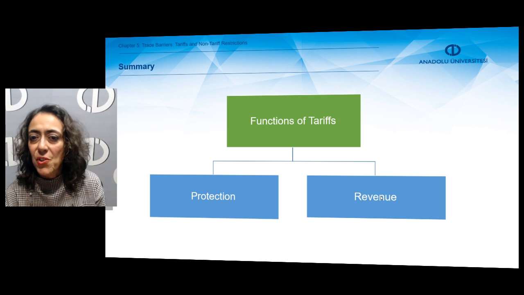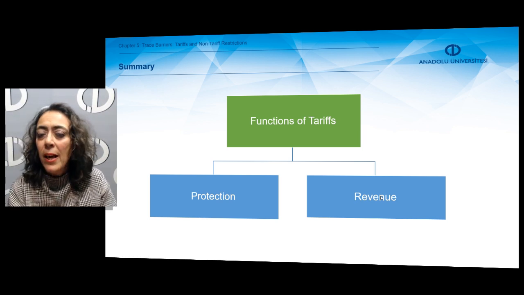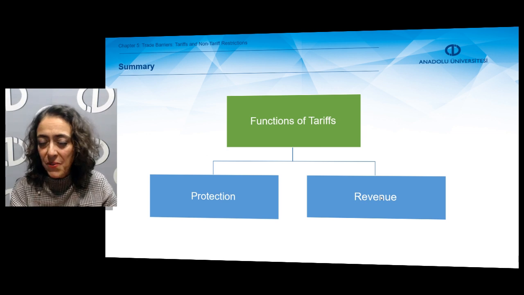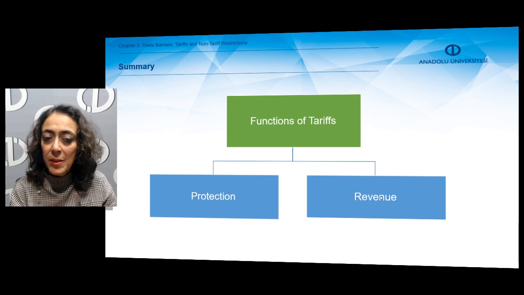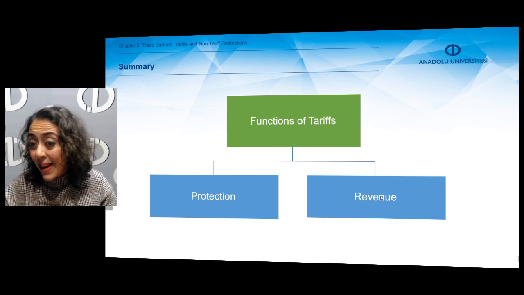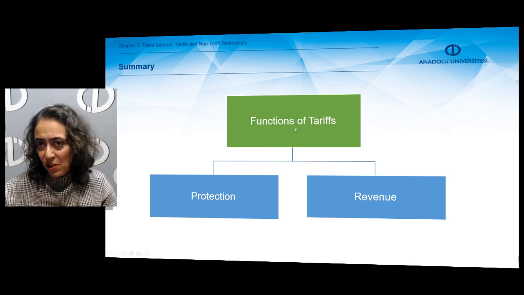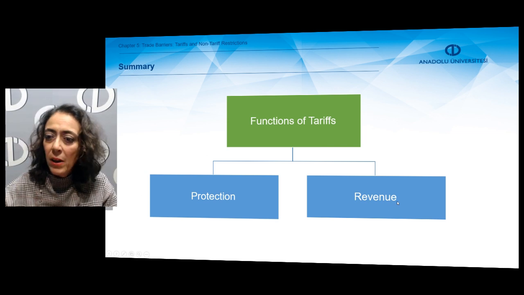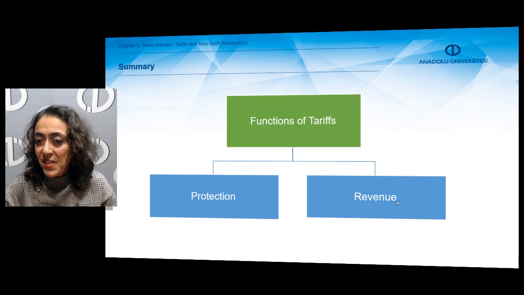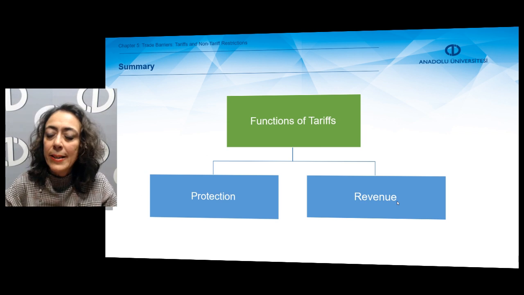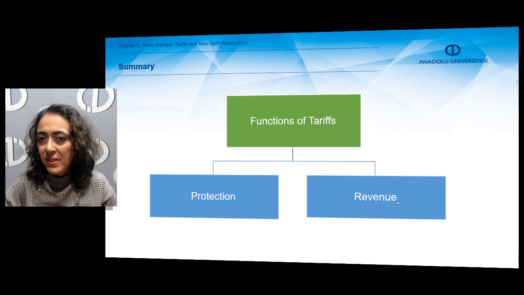Let me give you the functions of tariffs. As you see, there are two main functions of the tariffs. The first function is protection, meaning the protection of the domestic producers. And on the other hand, the other function of the tariff is revenue. When a tariff is imposed, since it's a kind of tax, the government collects revenue. So the second function of the tariff is collecting revenue.